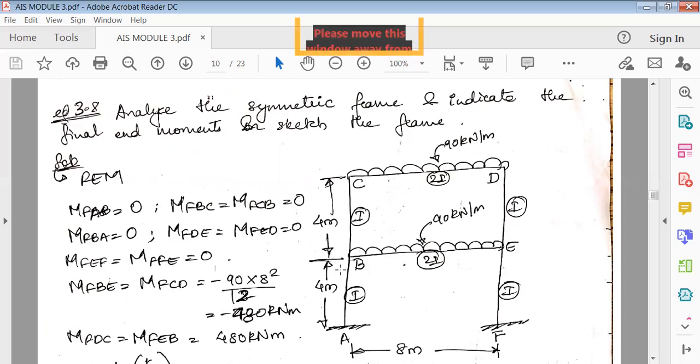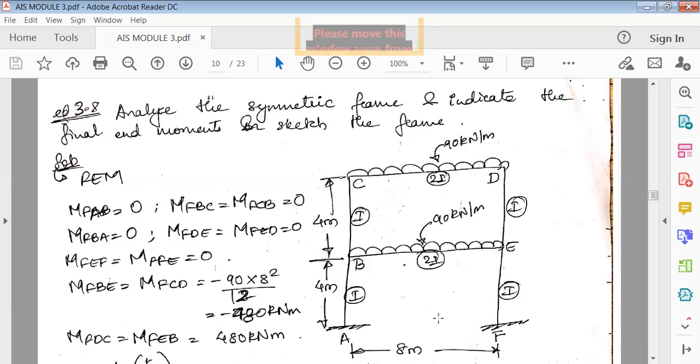You can see this is 4 meter, this is also 4 meter. I values are the same here. 90 kilonewton per meter is the UDL acting on BE, and the same 90 kilonewton per meter is acting on CD. So both are UDLs. CD has 2I, and BE also has 2I. This is 8 meter. If you cut the frame across, it is going to be symmetrical. That's why it's called symmetry.